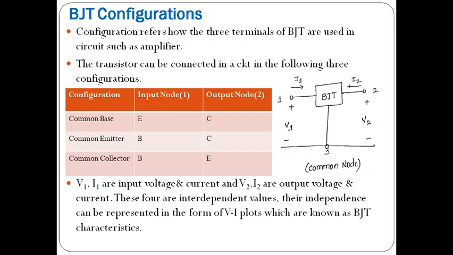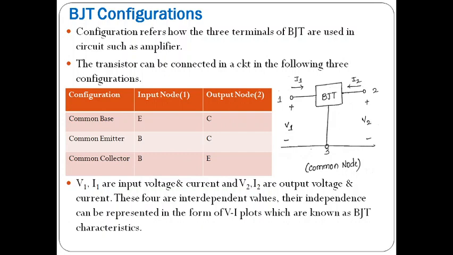So here we have the emitter, base, and collector as the three terminals. You can observe the diagram in this slide. Here the three terminals are named 1, 2, 3. The third terminal, 3, is the common node. So based on which terminal is connected to the common node, we define the configuration of the transistor.